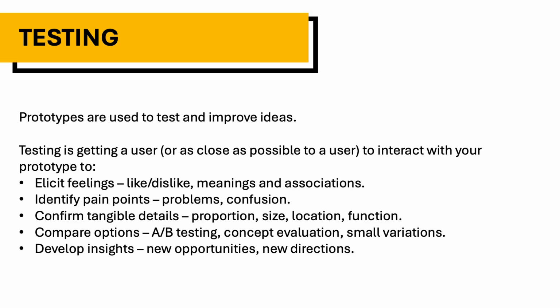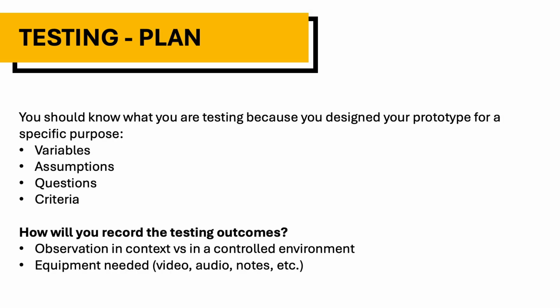Let's talk about some considerations when testing. This involves knowing what is being tested and what type of information is desired from testing. This planning should start before making a prototype so that the design of the prototypes is fit for a specific purpose. Things to consider are what variables should be explored, such as different users with different abilities.